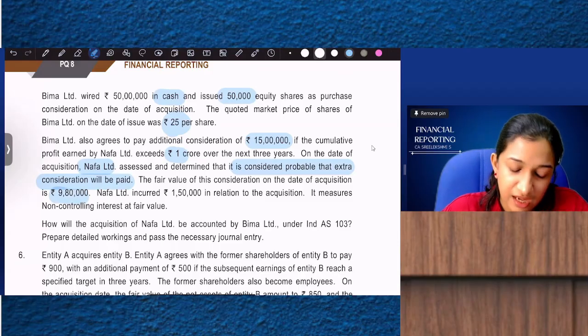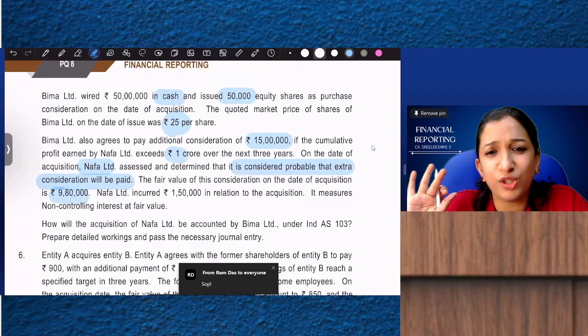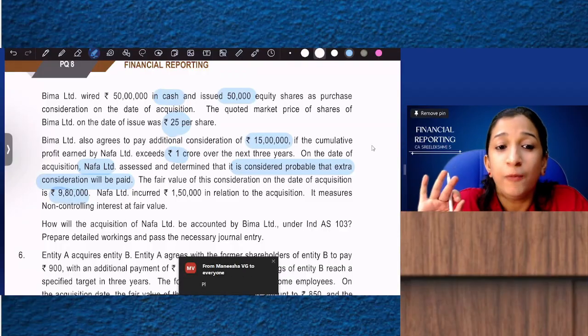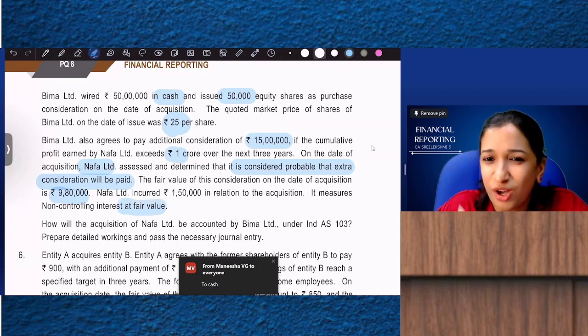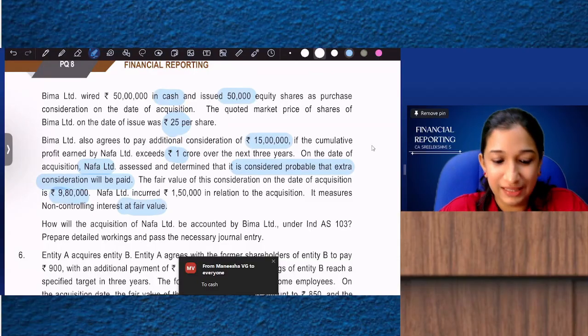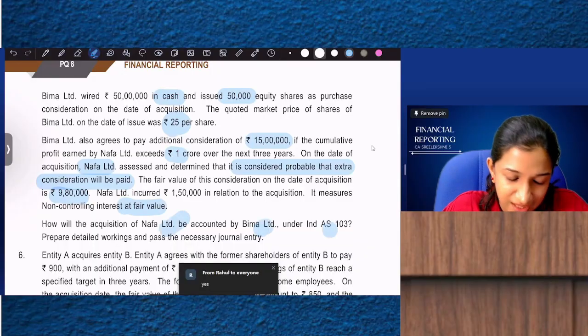Okay, fine. NAFA Limited incurred 1,50,000 in relation to acquisition. What is the entry? You all know that, but still, what is the entry? P&L to cash. Reduce from P&L, reduce from cash balance. It measures NCI at fair value. That is why they have given fair value of net assets or market price per share. Yes or no?